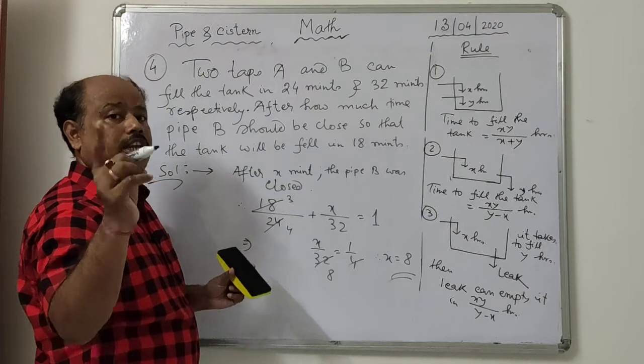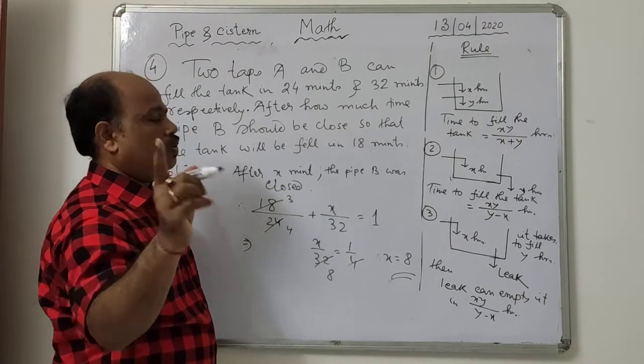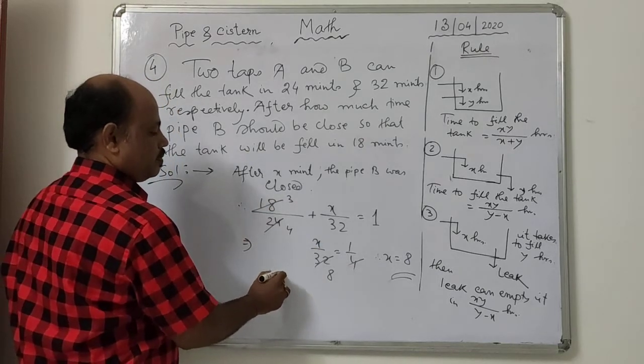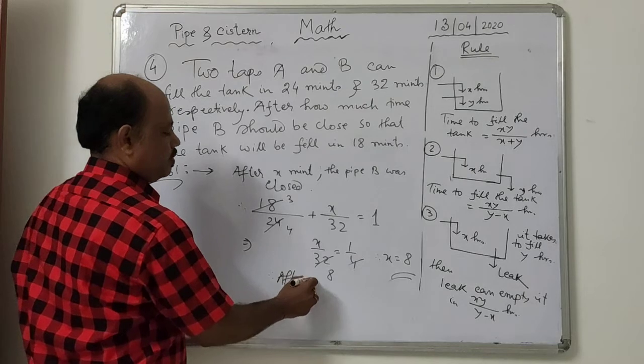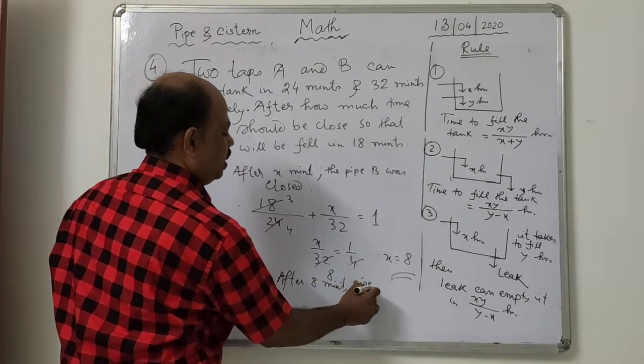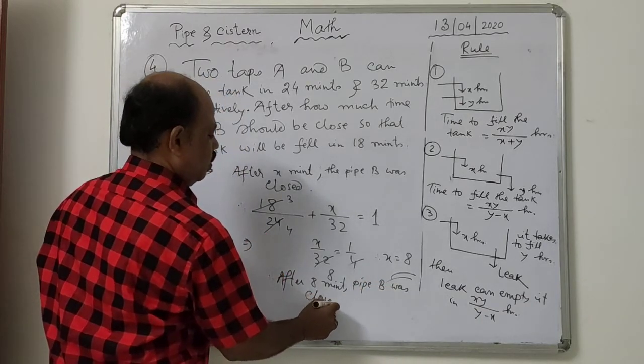Answer is after 8 minutes pipe B was closed. Therefore after 8 minutes pipe B was closed.